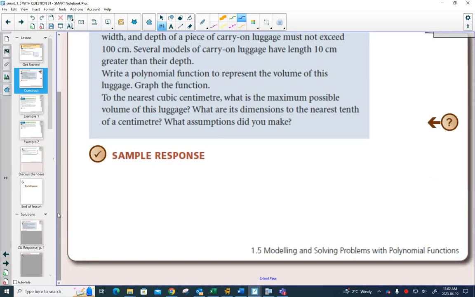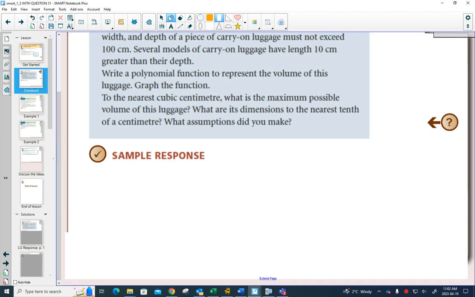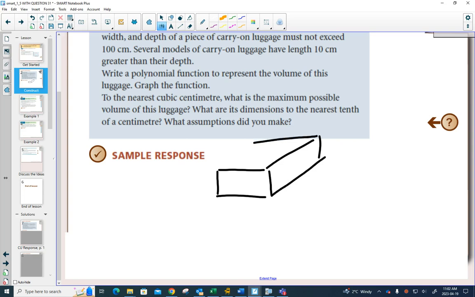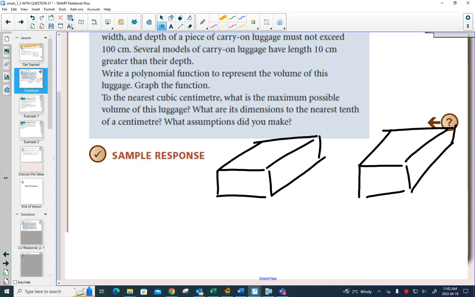So we've got our piece of luggage, and if we draw a picture of it, sort of like a rectangular prism, what I'm going to do is start off by thinking about this with actual numbers, and then see if I can use the actual numbers to create an equation for this. Sometimes creating a simpler problem can help us think through how we would do this with algebra.